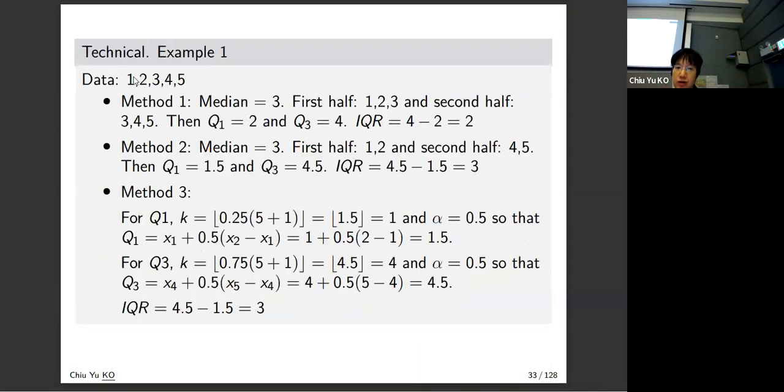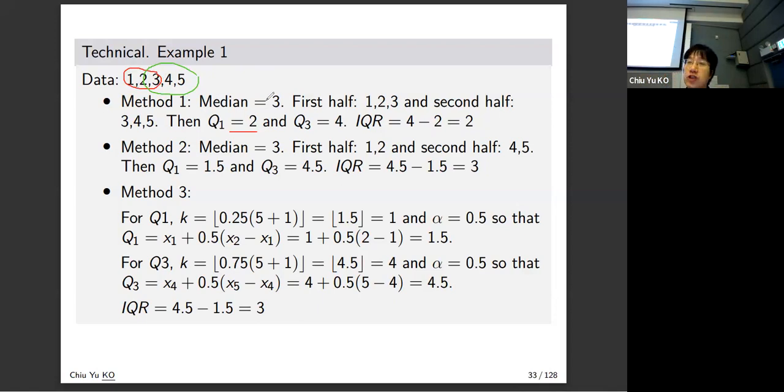The data is 1, 2, 3, 4, 5. The median is 3, right? Method 1 tells you that you include the number 3 in your first half. Then the median of 1, 2, 3 is 2, that's why Q1 is 2. And then look at the second half of the data, you still include 3: 3, 4, 5, and then you would take 4, right? So the IQR will be 4 minus 2.